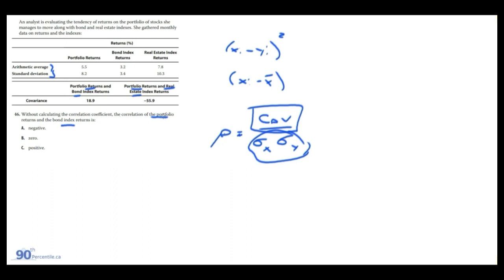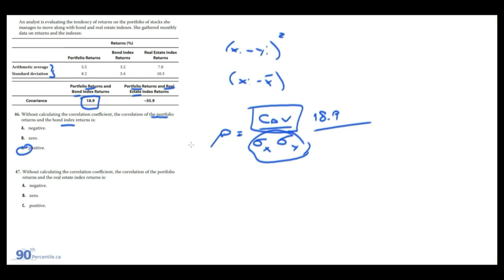And we're doing the correlation of the portfolio returns and the bond index. So portfolio returns and the bond index is positive. So this is going to be 18.9. And it doesn't matter what these are because we're just worried about whether it's positive or not. So the answer is going to be positive.